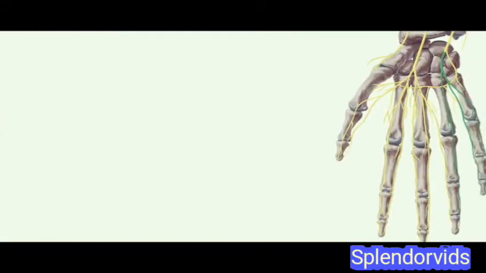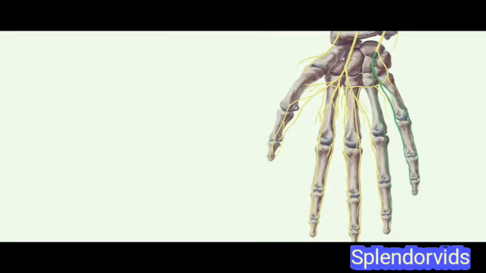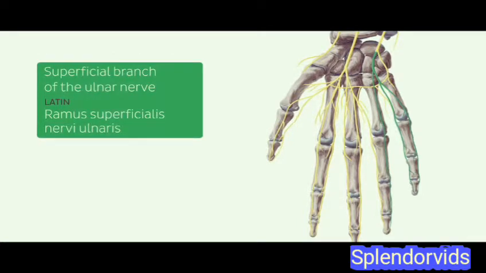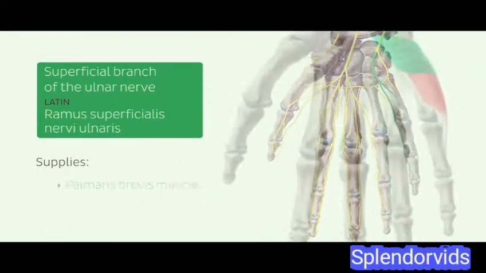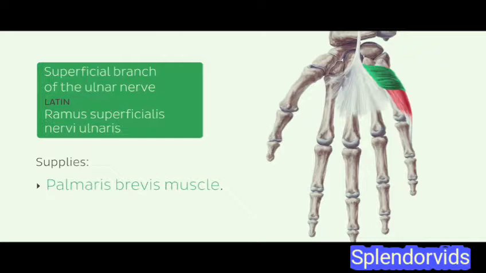Now we're moving on to another nerve that we will be highlighting here. This is known as the superficial branch of the ulnar nerve. And this superficial branch of the ulnar nerve is a terminal branch of this nerve. And you can also see here on the image the ulnar nerve coming from the forearm. The superficial branch of the ulnar nerve will be innervating this muscle that you see here highlighted in green, the palmaris brevis, and also the skin on the ulnar side of the hand.